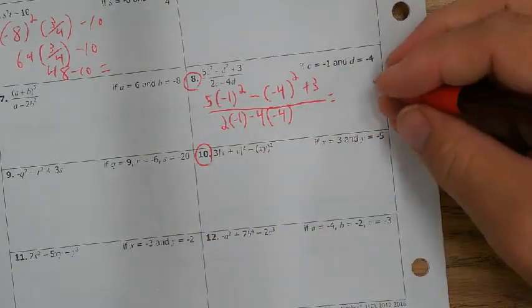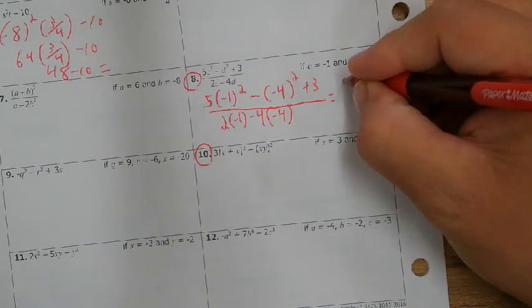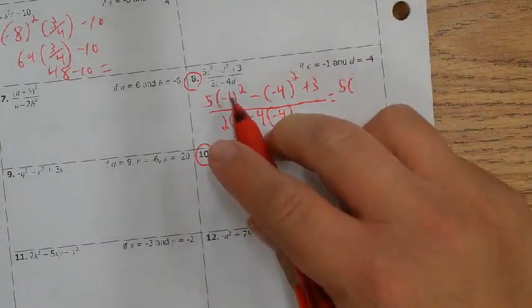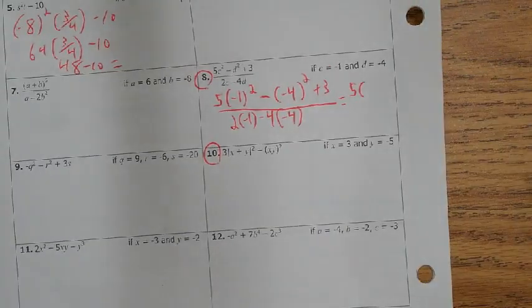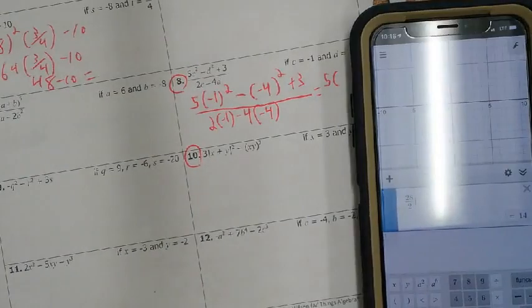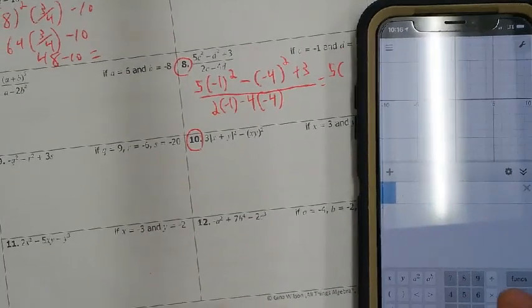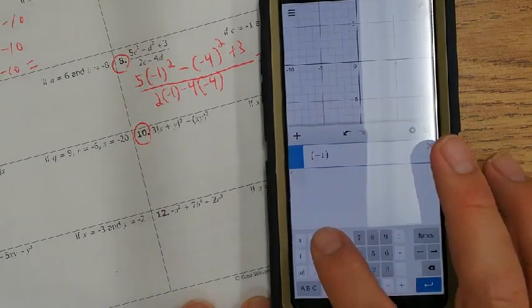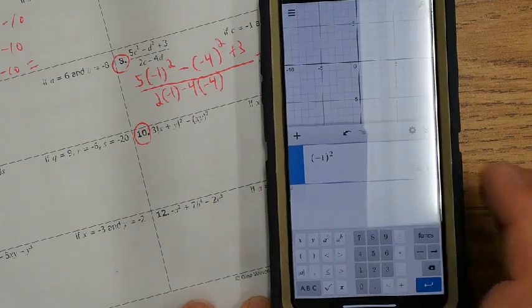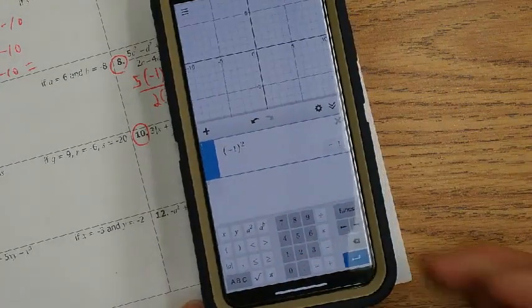So order of operations says we do exponents first, so that's going to be 5 times negative 1 squared. Now this is where it's so important to use parentheses. If you forget to use parentheses, it's going to give you the wrong answer. So we're going to do negative 1 to the second power. Second power is also a squared. You get a positive 1 as your answer.